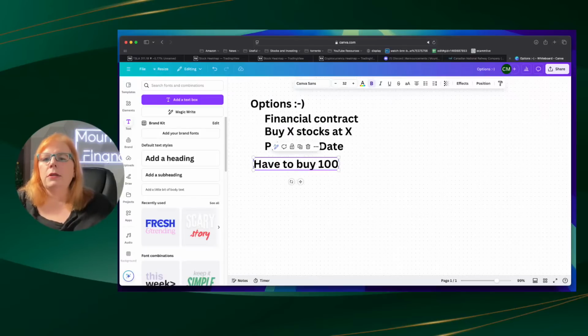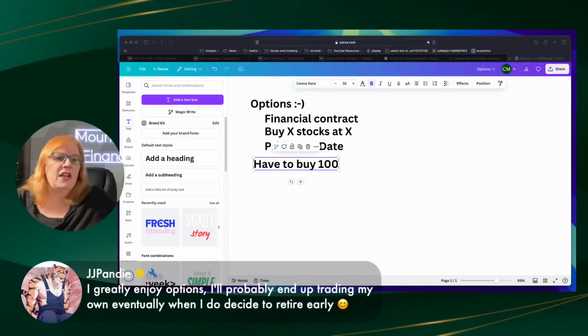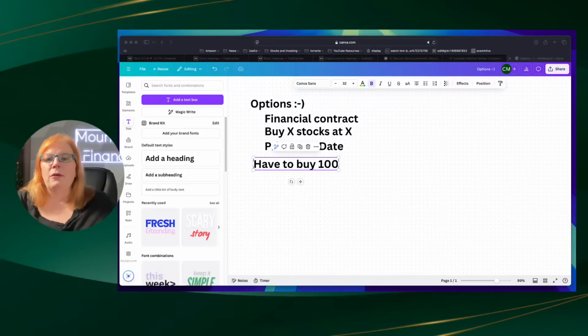All right. Oh, JJ's in here. JJ says, I greatly enjoy options. I'll probably end up trading my own eventually when I do decide to retire early. No, nothing wrong with retiring early, that's for sure.